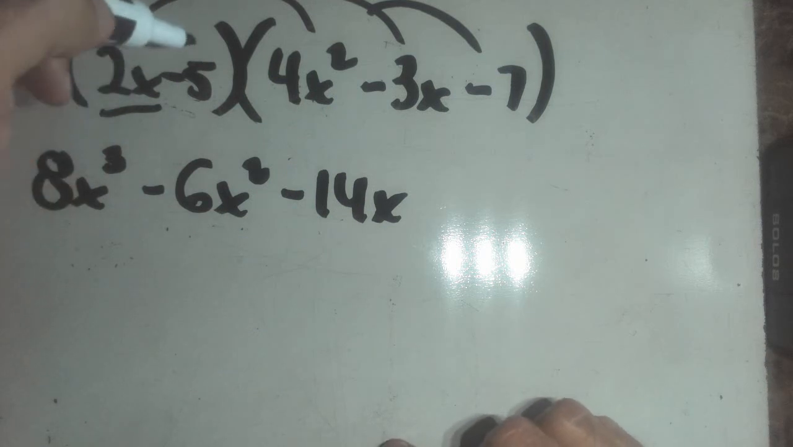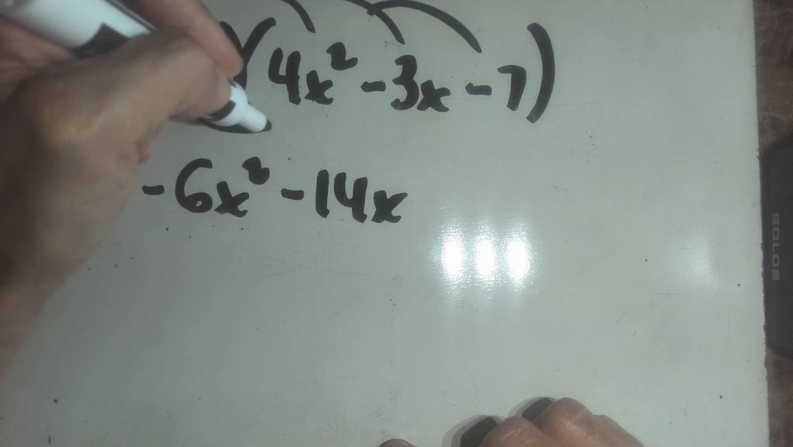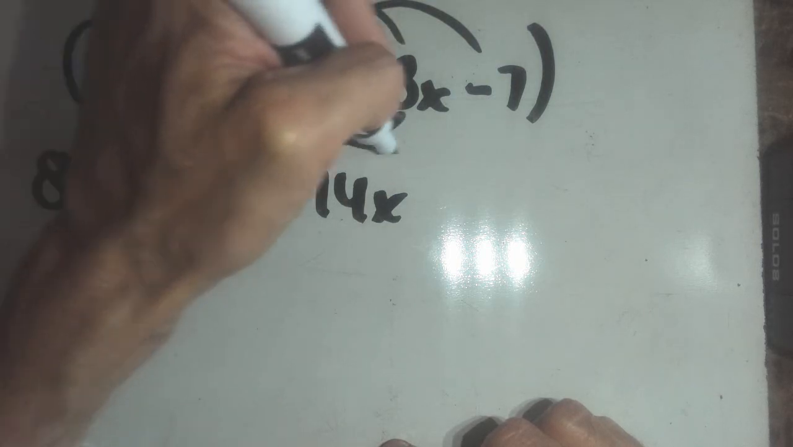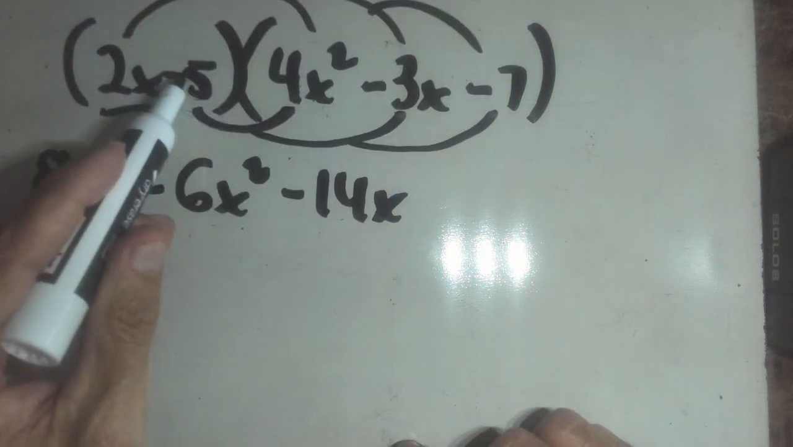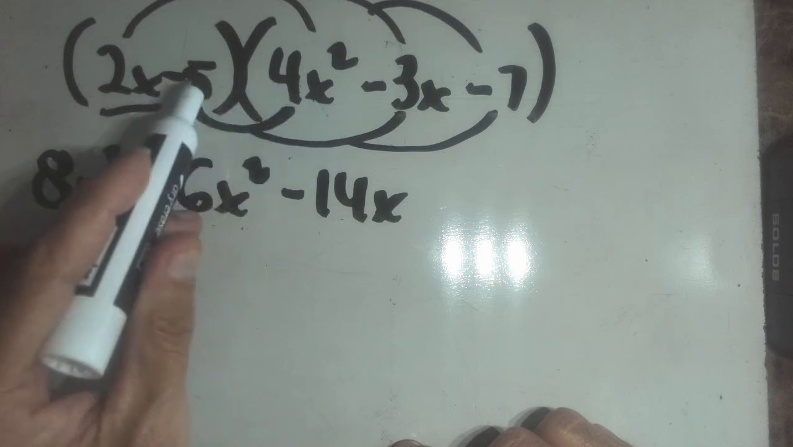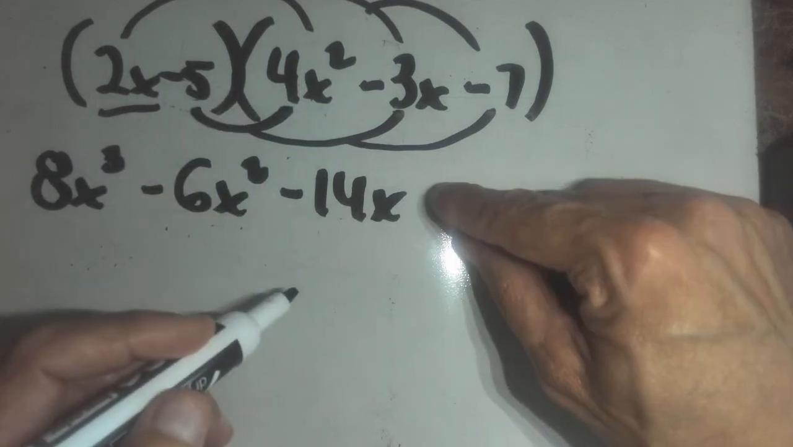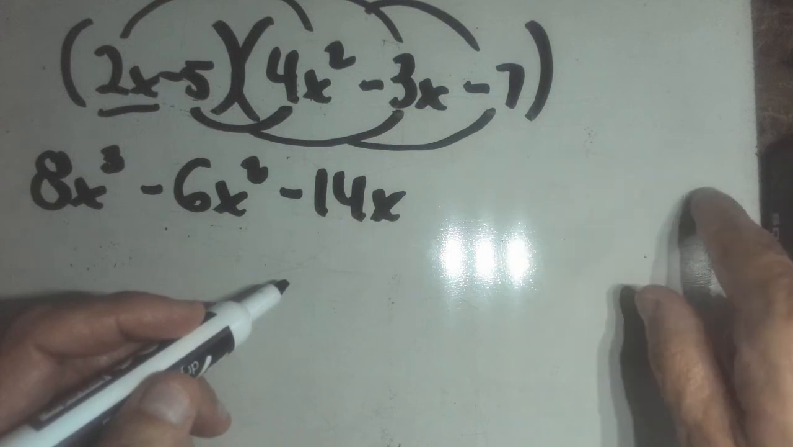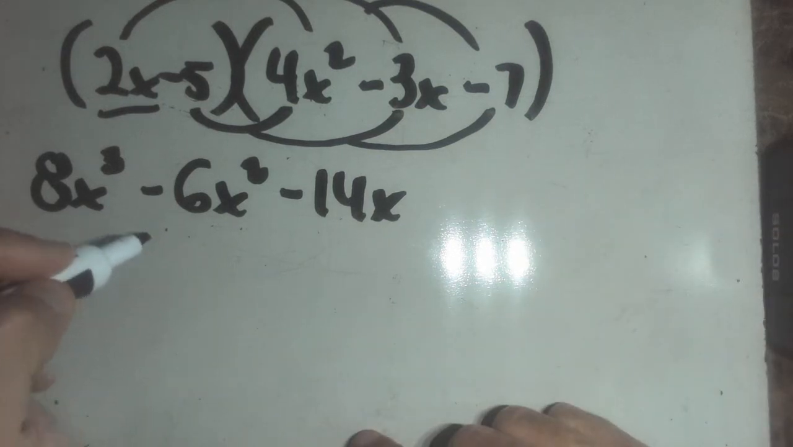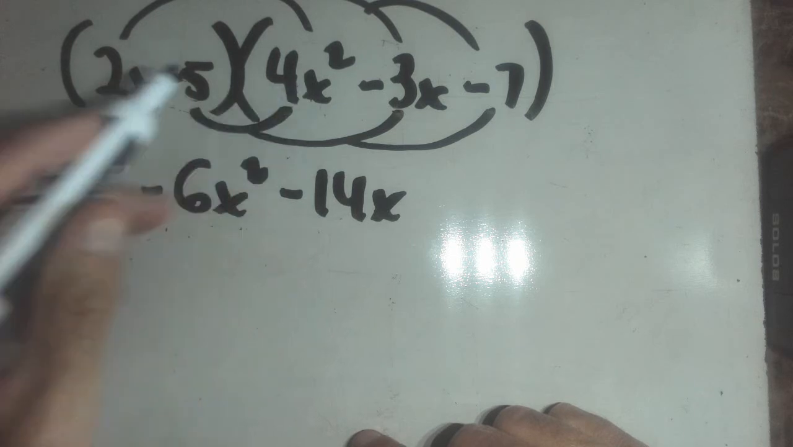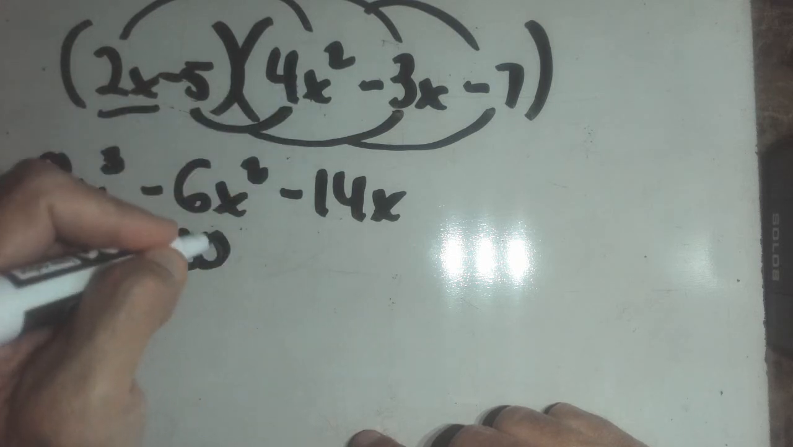Now we're going to take the negative 5 and do the same thing. I'll write it underneath. We're going to distribute all 3 places. So I'm going to take negative 5 times 4x squared. I'm going to get negative 20x squared. Now notice that's another x squared. You can continue the train this way, but I like to write the like terms right underneath it. So the negative 5 times 4x squared is negative 20x squared.